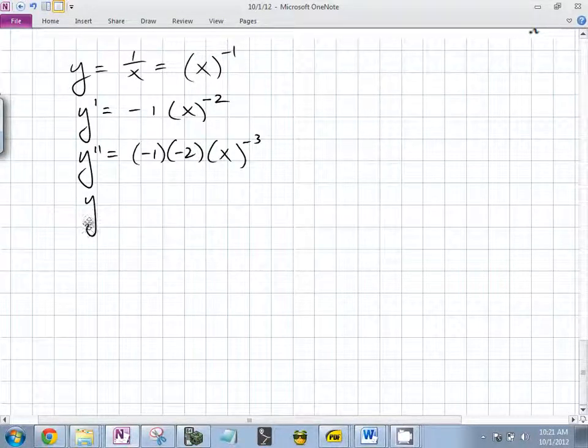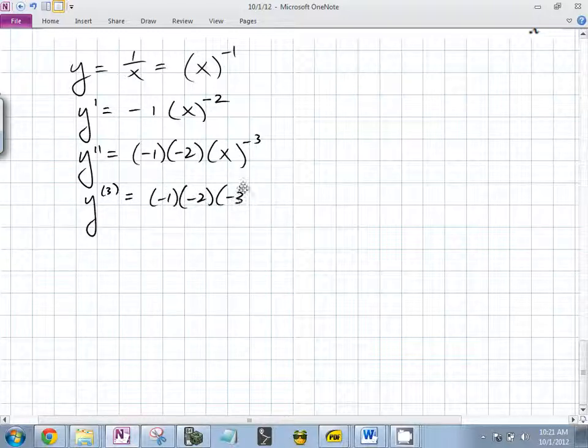So instead of doing y triple prime, I'm just going to do y. The third derivative is going to be negative 1 times x to the what? Now, could I multiply out those negative 1, 2, and 3's? Why am I not multiplying it out? Let's change. I'm looking for a pattern. What's the next thing that's going to drop down?